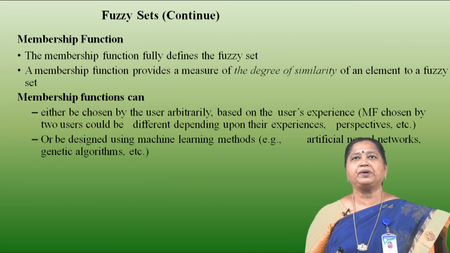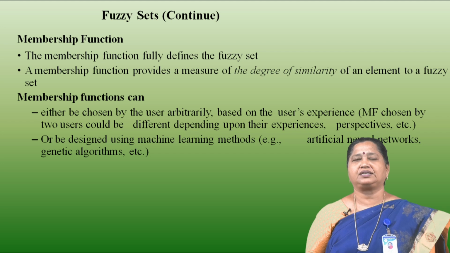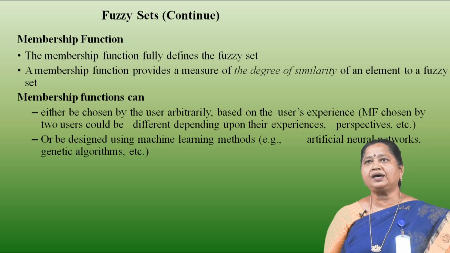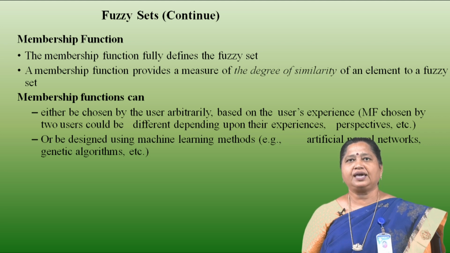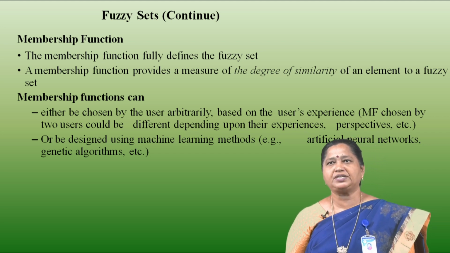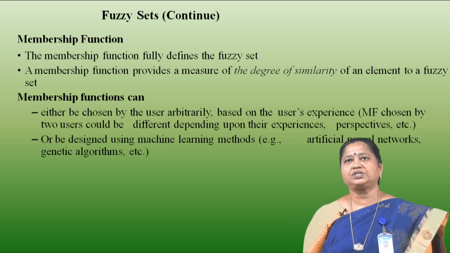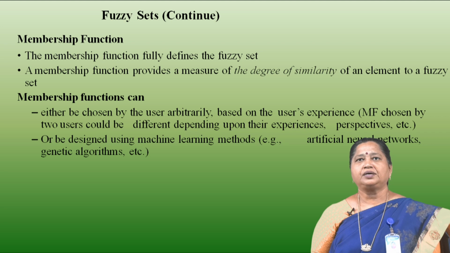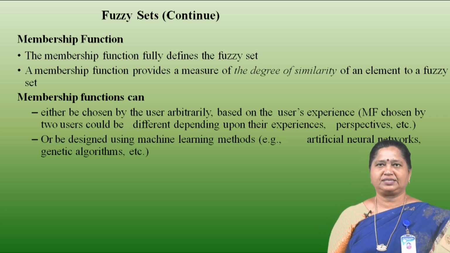Membership grade. What is meant by membership function? The membership function fully defines the fuzzy set. A membership function provides a measure of the degree of similarity of an element to a fuzzy set. Membership functions can either be chosen by the user arbitrarily, based on the user's experience, so two users could choose differently depending upon their experience, or be designed using machine learning methods, that is artificial neural networks, genetic algorithms, etc.